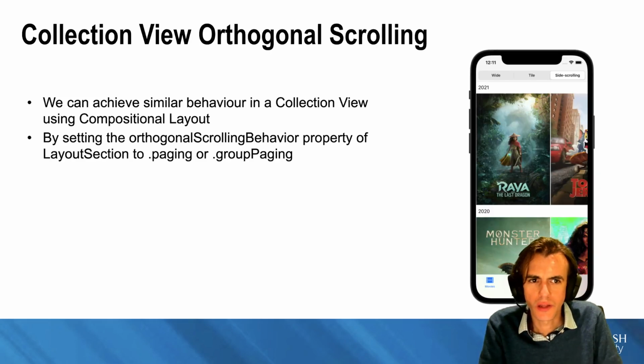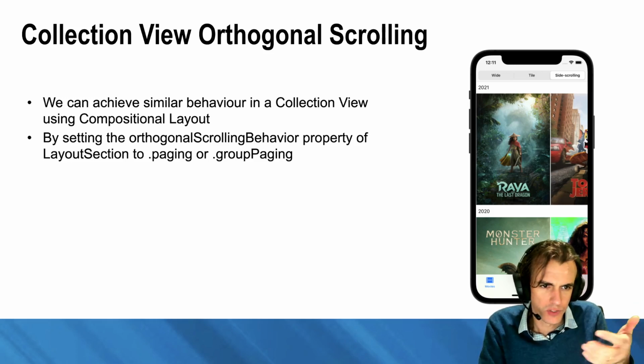It's also worth mentioning that we can achieve these horizontal scrolling pages or paged scroll views using collection views. So last week we had a look at collection views and how we could build more complicated layouts using compositional layout. And one of the things offered to us by compositional layout is orthogonal scrolling behavior. And we can set up our groups in such a way that we can tell it that we want a page either by groups or page by just screens of information.